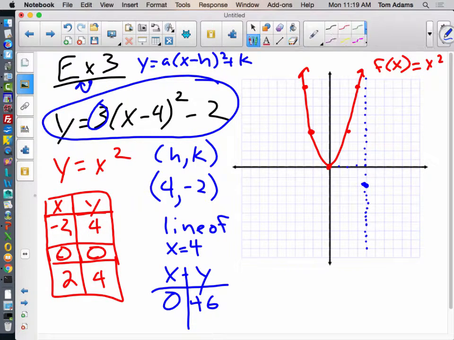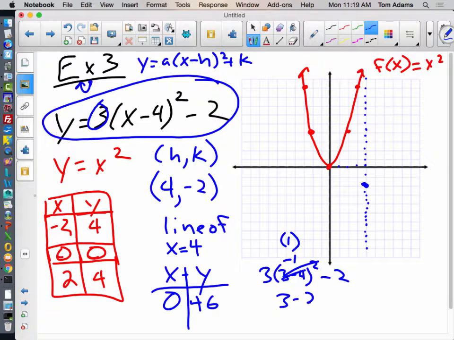So let's try a different value. Let's try 3. Now 3 minus 4 is negative 1, right? Negative 1 squared is a positive 1. 3 times 1 is 3, minus 2 equals 1. So 3, 1. I'm going to come over 3, 1, 2, 3, and then up 1. Now, because of my line of symmetry, I could go right over here, the exact same distance on the other side of my line of symmetry. And now I can draw my parabola.